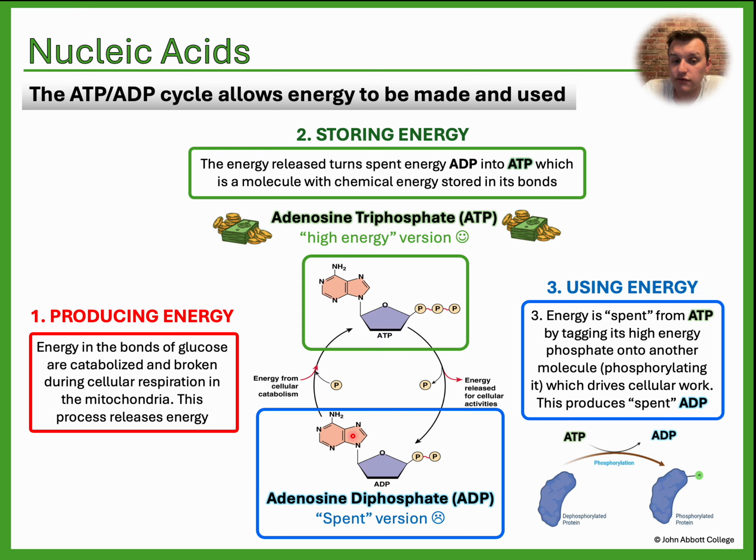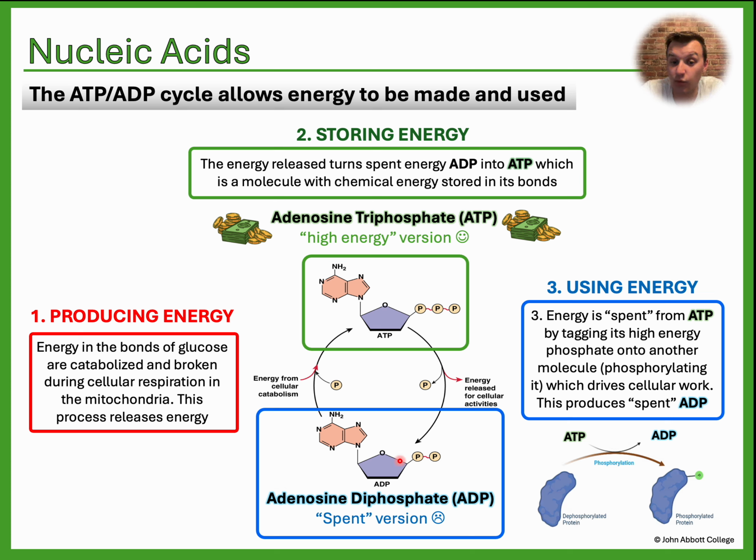And the mitochondria in our cells take this ADP, this wallet that is empty with 2 phosphates, right? ADP, adenosine, because this is adenosine. Diphosphate, it only has 2 phosphates. That's adenosine diphosphate, the spent version.